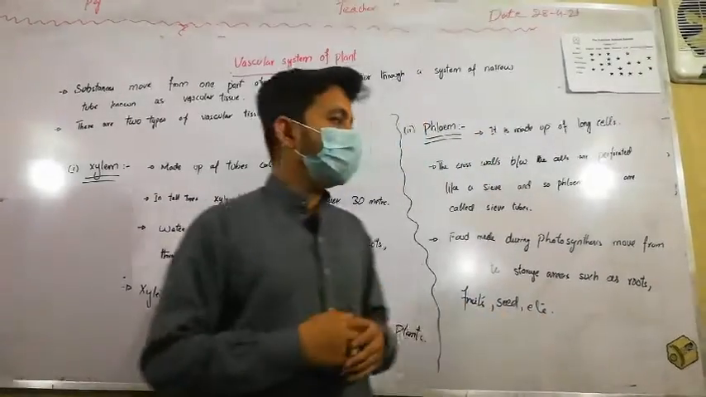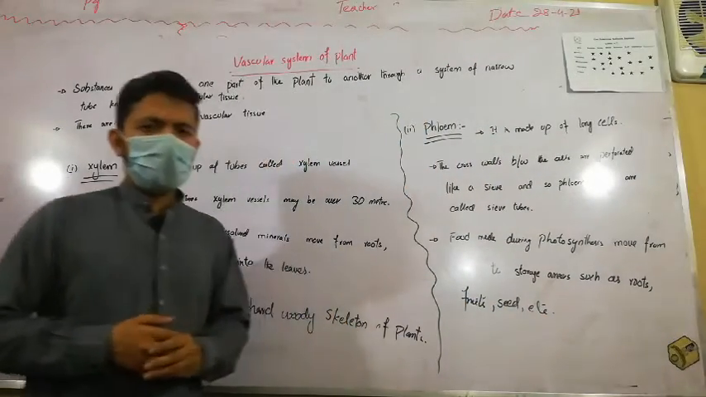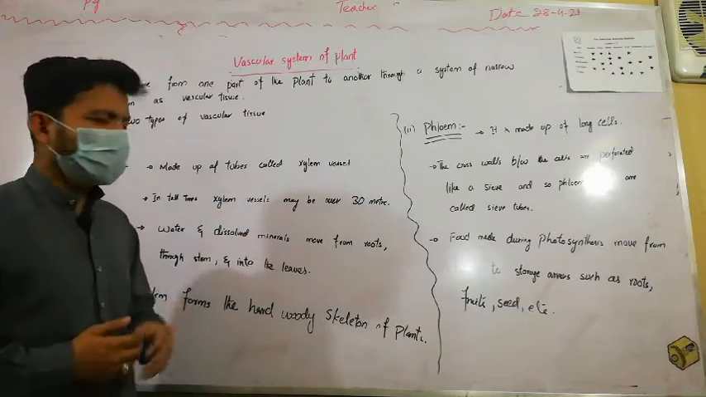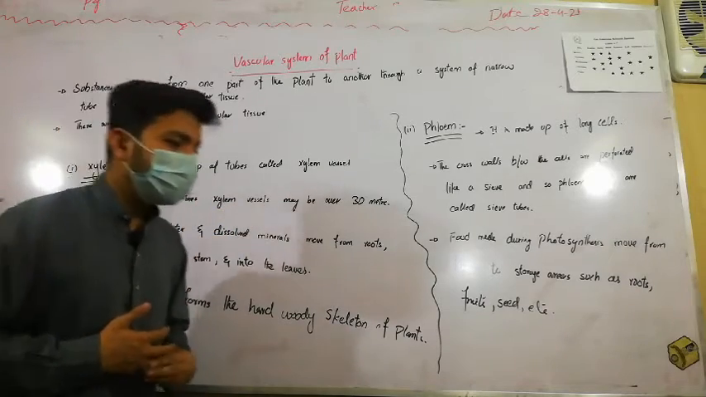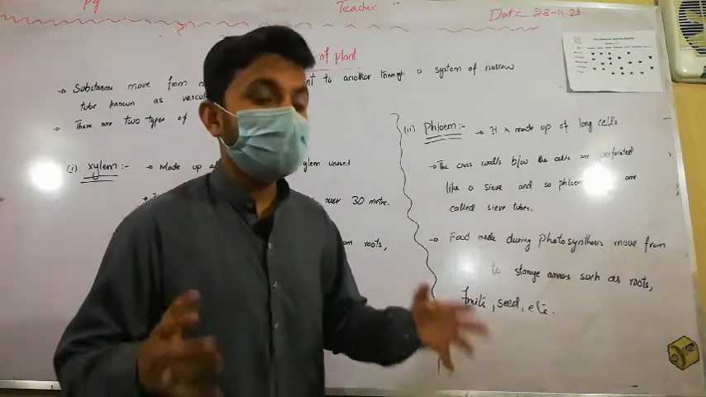Secondly, coming towards the phloem. What is phloem? Xylem is made up of tubes. Phloem is also made up of long cells. They are made up of long cells.